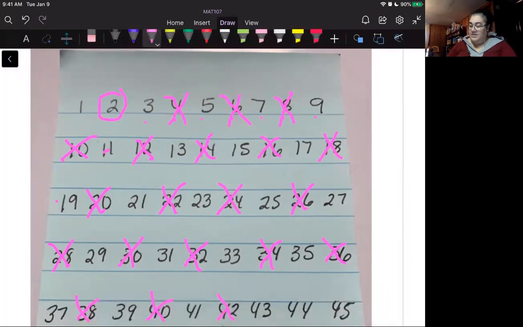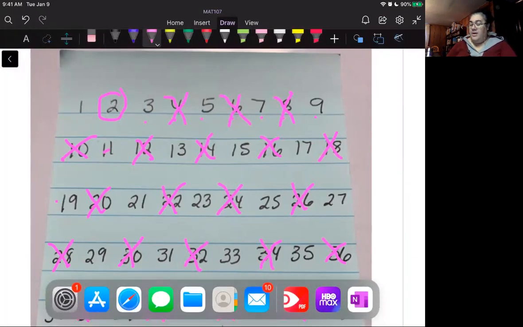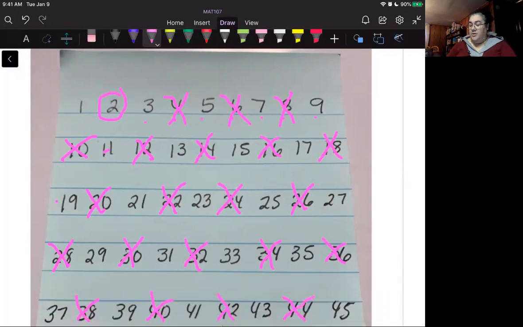In this case, and then we run out. As you can see, I cannot do any more. So now we would go back and we would circle the number 3. And now we would count every third one and cross it off. So it'd be 1, 2, 3, cross. 1, 2, 3, cross. Continue counting by threes.